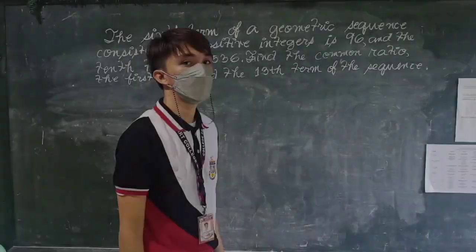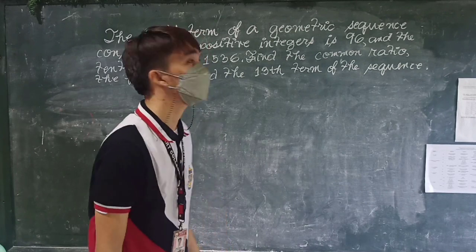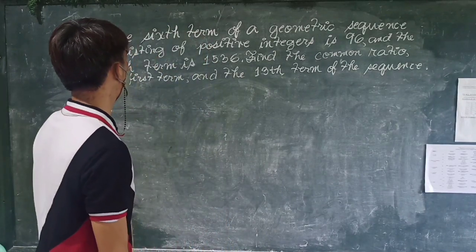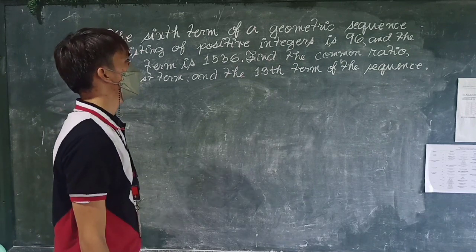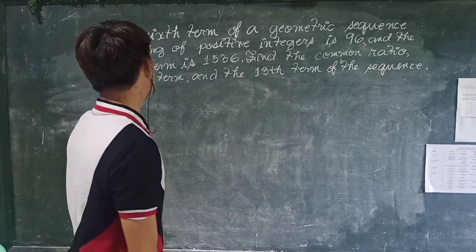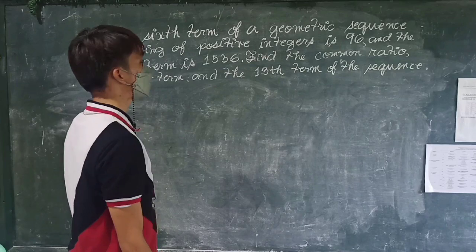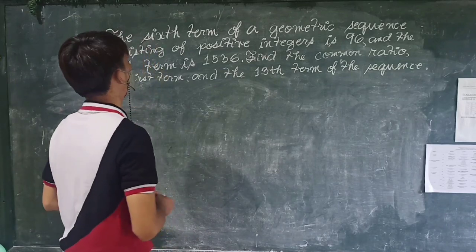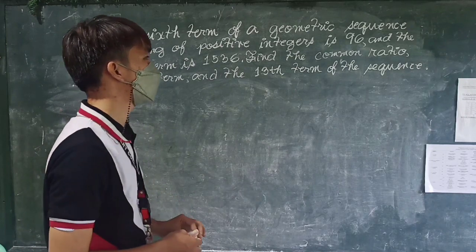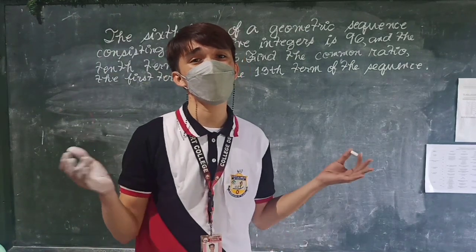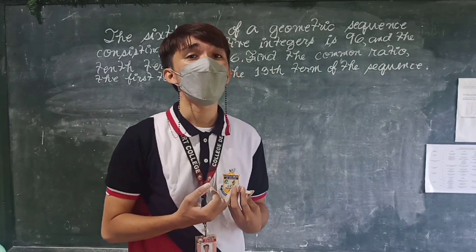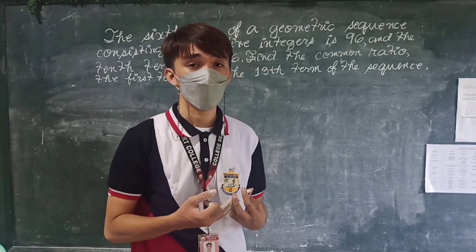Understood, class? Another example: the 6th term of a geometric sequence consisting of positive integers is 96, and the 10th term is 1536. Find the common ratio, the first term, and the 13th term of the sequence. So there are three things that we are going to look for: the common ratio, the first term, and the 13th term.